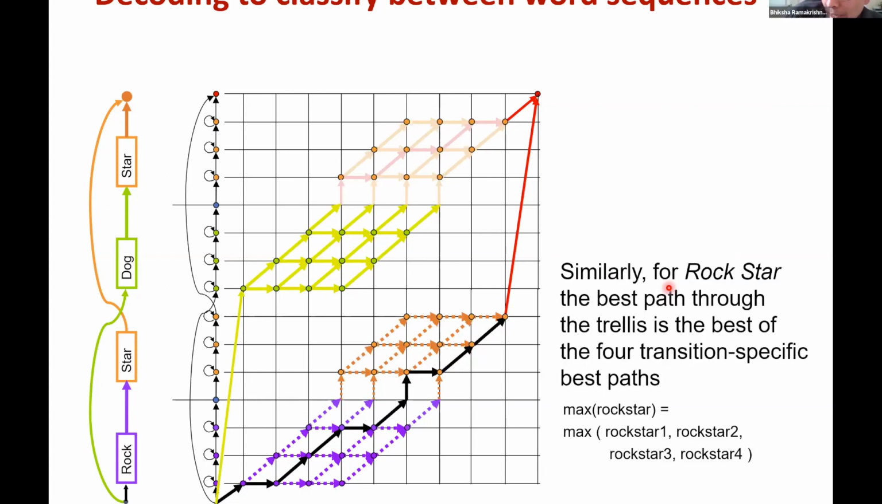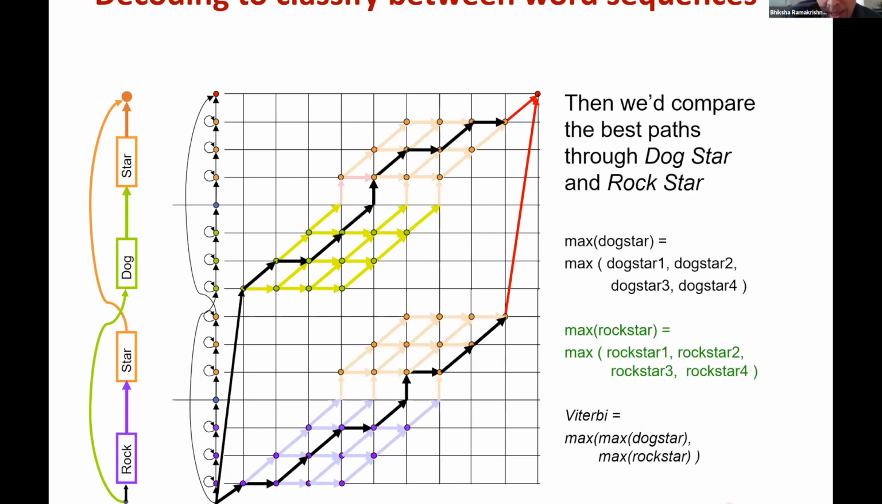the same thing over here. I have 4 possible times at which I could go from rock to star. And each of those has its own 4 possible best alignments, and I'm picking the best of those. And so when I compare the best alignment through rock star with the best alignment through dog star, I'm comparing the max of these versus the max of these, correct?